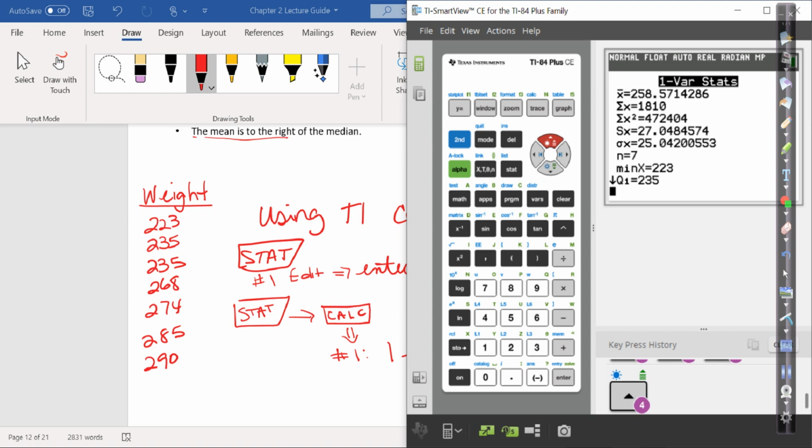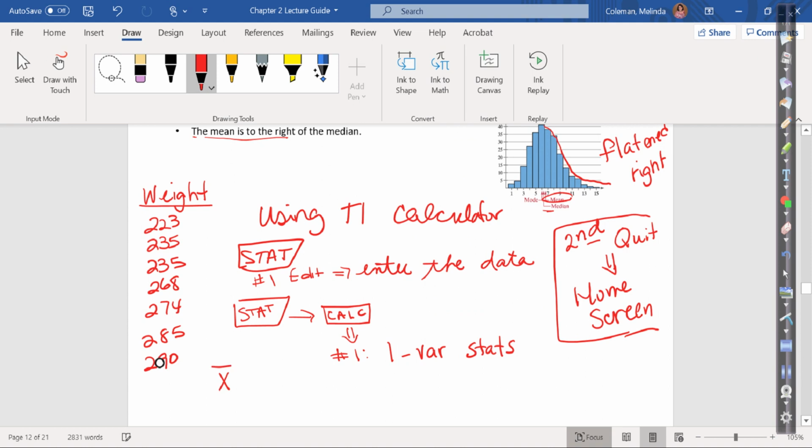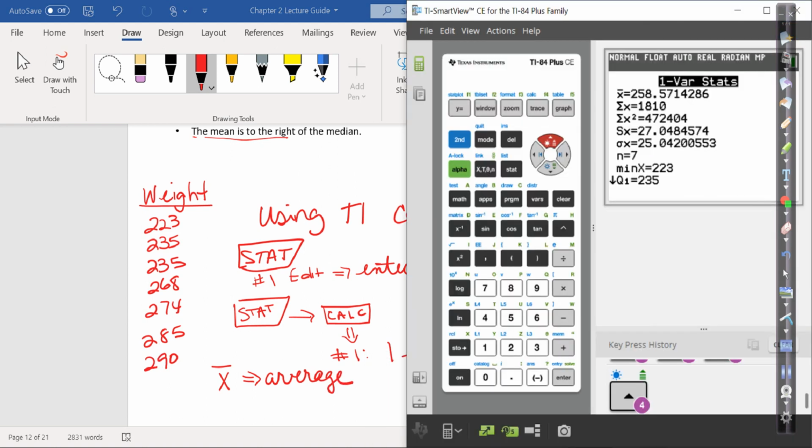So again, after you do this, you're going to be able to tell me the average. So X bar is your average or your mean. In this case, if I look at, this is just the sum of all the X values. So I summed all the X values. This is the sum of all the X values squared. And I'll tell you why we do that when we get to the next section.